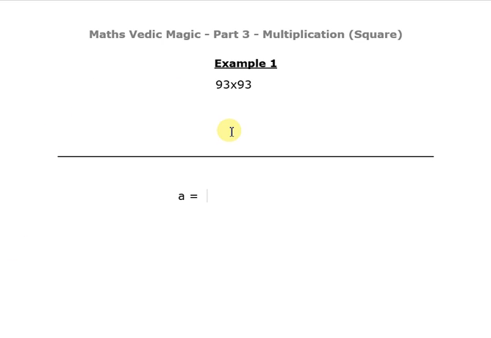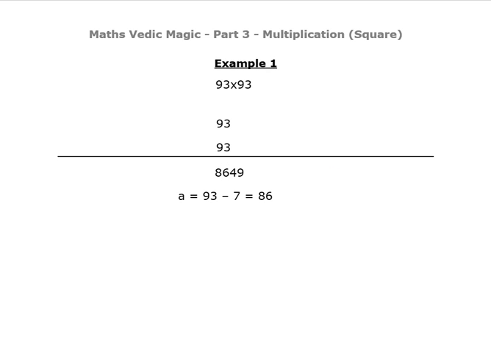As you can see here, we have to do a multiplication which is the square of 93. So the way to do it is: here the deficiency from the base, let's say 100 in this case, is 7. So the right side portion is the square of the deficiency, that's 7 into 7, which gives us 49. And the left side portion is reducing the deficiency from the number itself. So that is 93 minus the deficiency, which gives us 86. So the final answer would be 8649.